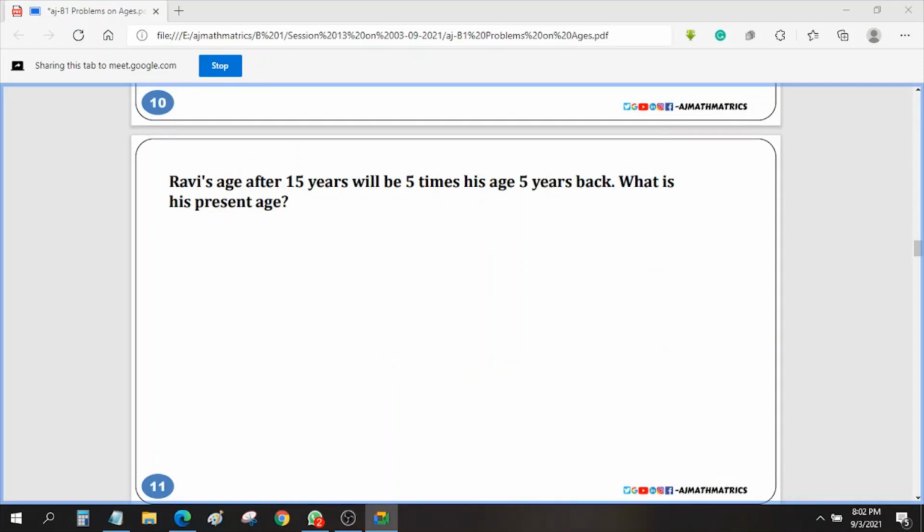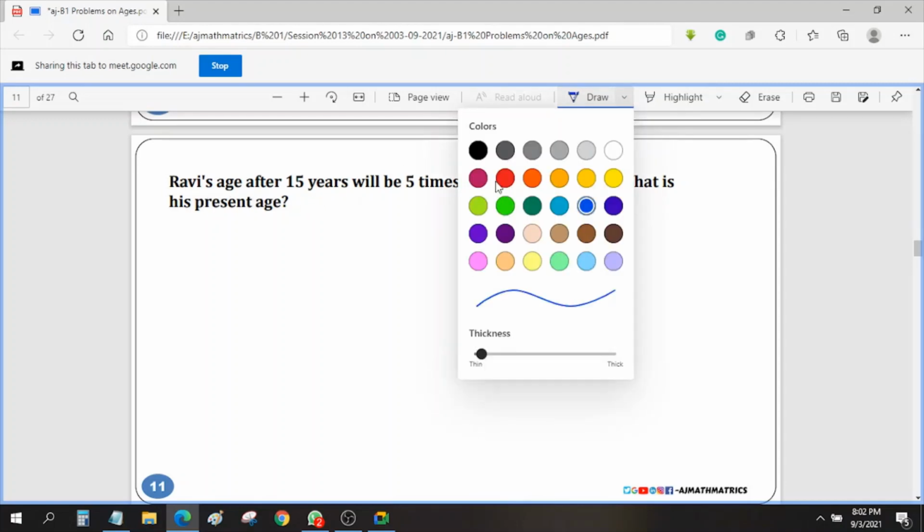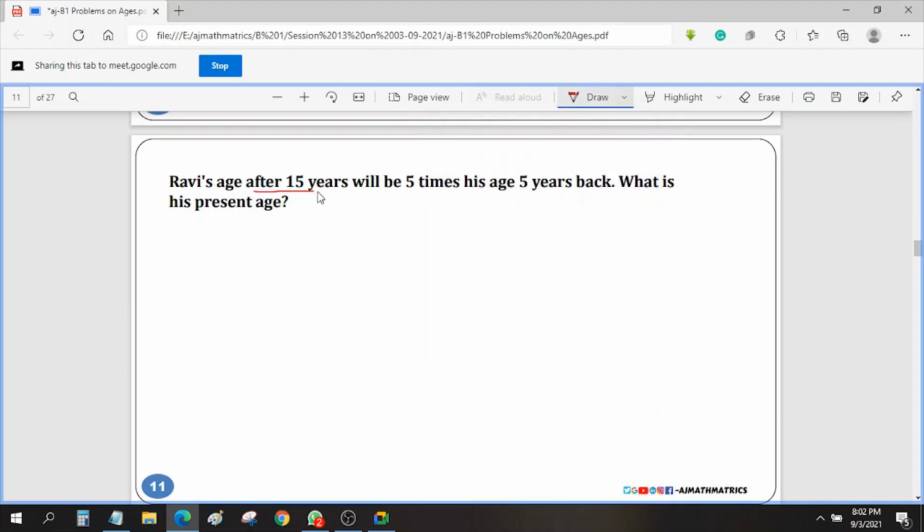Okay, different context, we'll have questions. So please concentrate. Now Ravi's age is, means what? Present age. So Ravi's age after 15 years, which will be what? R plus 15 will be equal to 5 times his age 5 years back, which is R minus 5.